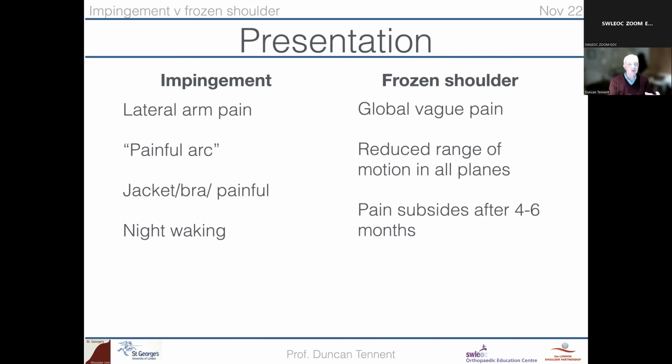Frozen shoulder, on the other hand, tends to be a slightly more vague pain. They say it's shoulder pain. It may present like lateral pain, but it tends to be more global. As it progresses, the range changes in all planes, so in flexion, in abduction, and in rotation, it reduces. Typically, the pain they start with goes away after about 4 to 6 months, and they come to you saying, it doesn't really hurt, it just doesn't move. So they are, in theory, different presentations, but we'll talk more about that in a minute.